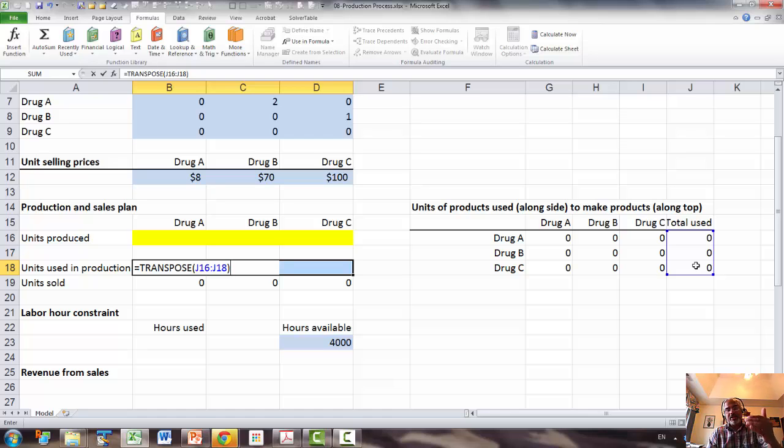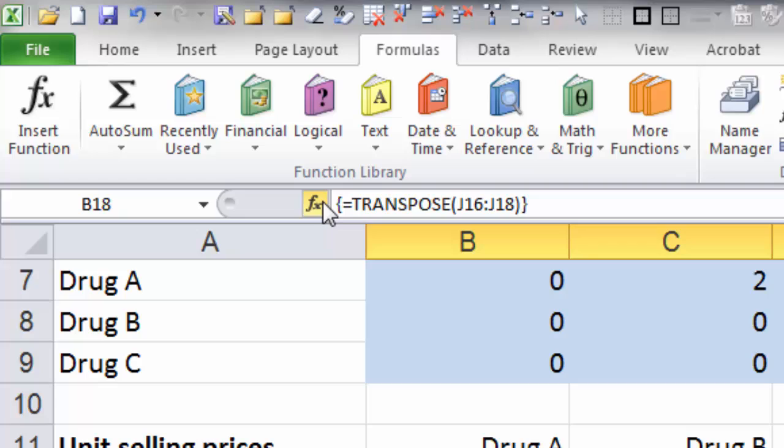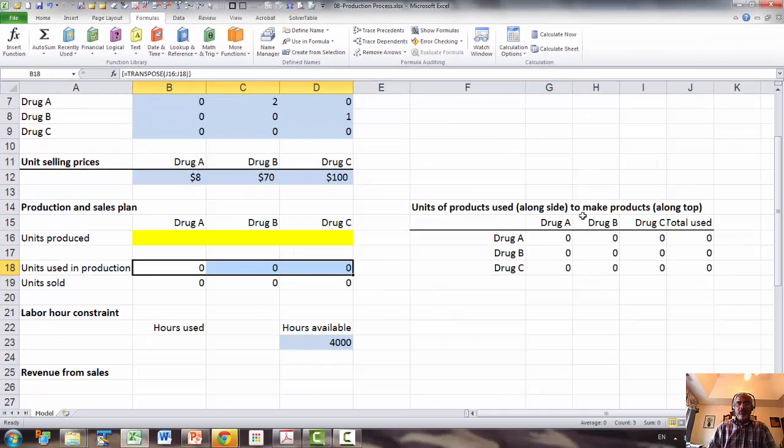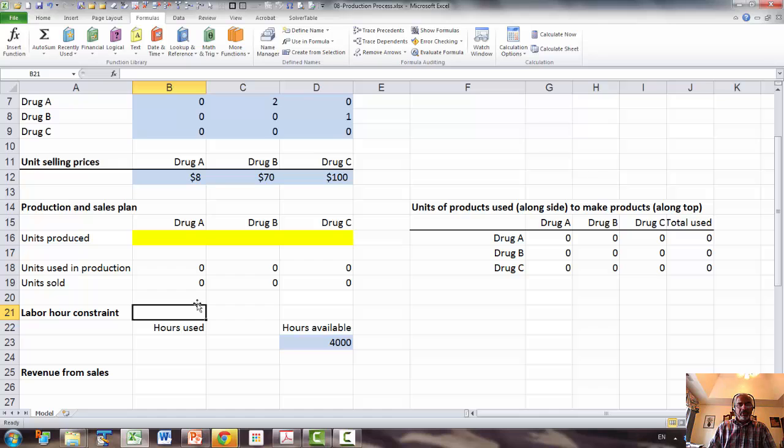For it to be entered as an array function, you have to press Control and Shift with your left hand and keep Control and Shift pressed. Don't let it go, and then press the enter key. Now that will put the squiggly brackets by itself and do an array function of these three. So this will become a row. Okay, so now we have the units sold.